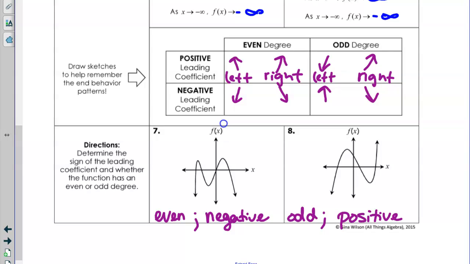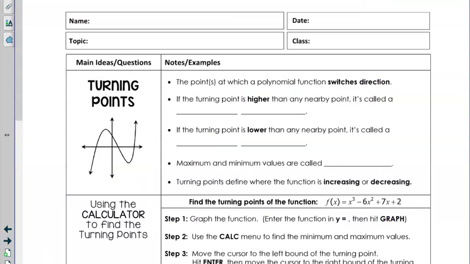Think of that parent function. If it were doing the opposite, if it did something like this, that would mean that the negative leading coefficient flipped it. So then it would be negative odd, if it was like my purple graph. Yeah, now I got it, that's what I meant. You have something like that in the homework where you identify if it's odd or even, if it's positive or negative. Okay? Any questions on that end behavior? Great. Let's go to turning points. Yay, yay.